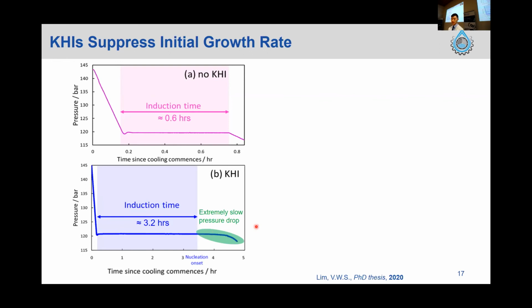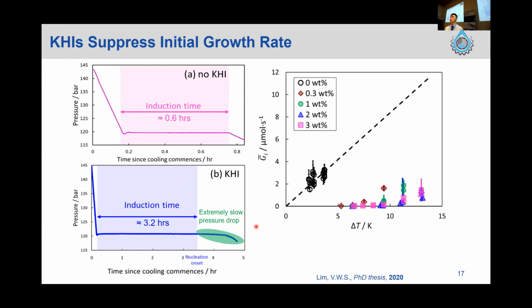If you translate that to your growth rate, or initial growth rate rather, all the black data points here are the data points in the uninhibited system, no KHI. You can see that they are distributed around 2 to 4 micromole per second. Obviously, the higher subcooling you have, the higher the driving force, and hydrate is going to grow quicker. But with KHI in your system, you can see that it does not only delay nucleation, it also suppresses growth.